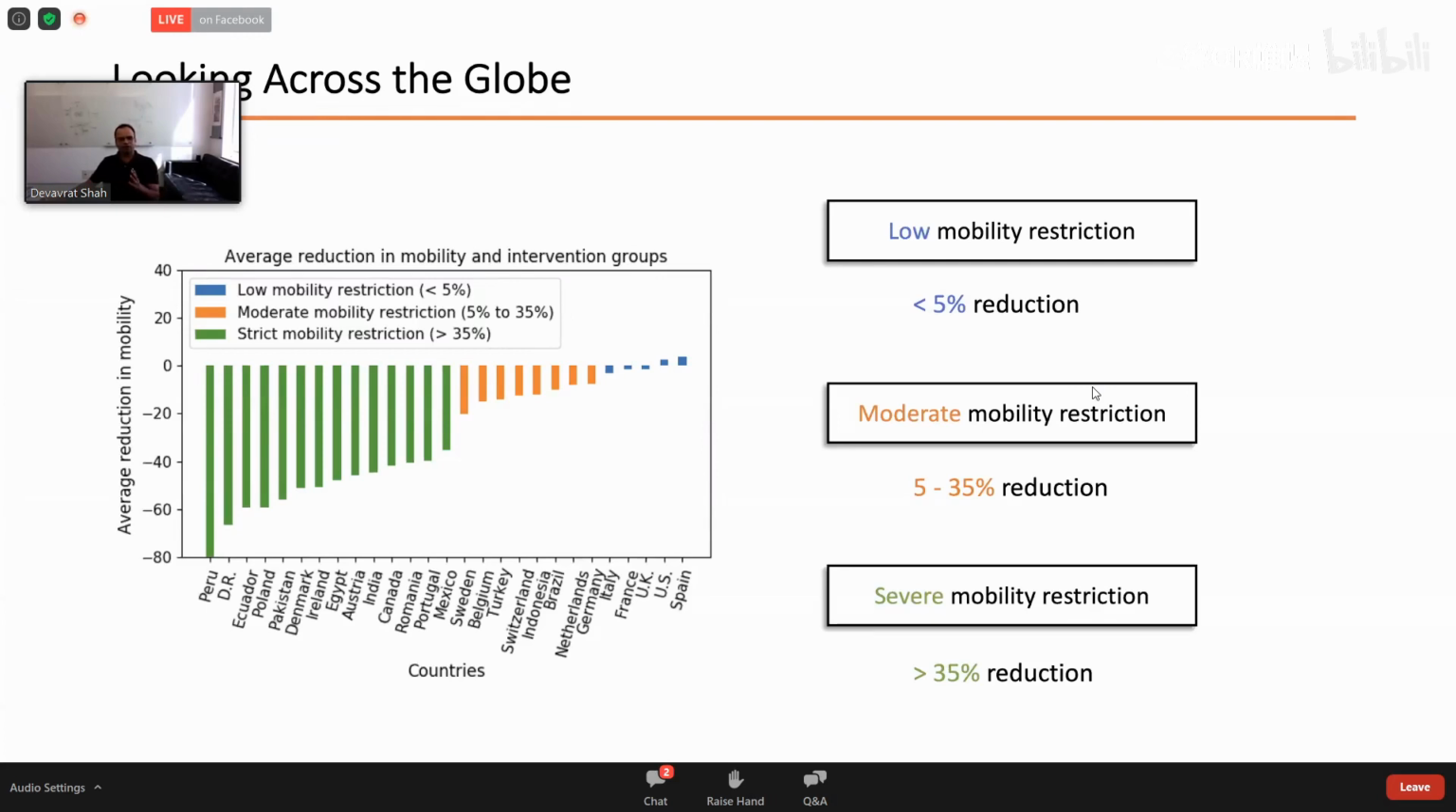What I'm showing here is roughly 27 countries plotted on the x-axis. On the y-axis, there is the average reduction in mobility compared to pre-COVID time. So for example, if we look at a country like Ecuador, the average mobility reduction was 60% compared to before COVID time.